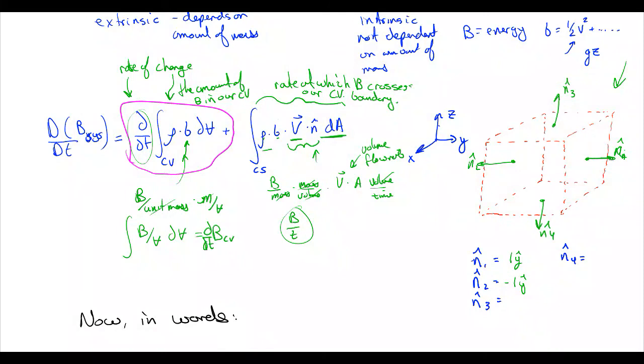All right, so I'm going to let you do n hat 3 and n hat 4. Pause the video and write it, and then I'll write it. N hat 3 is going to be equal to 1 k hat, and n hat 4 is negative 1 k hat. Good.